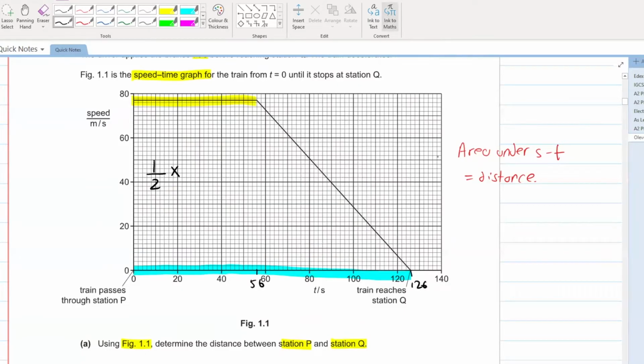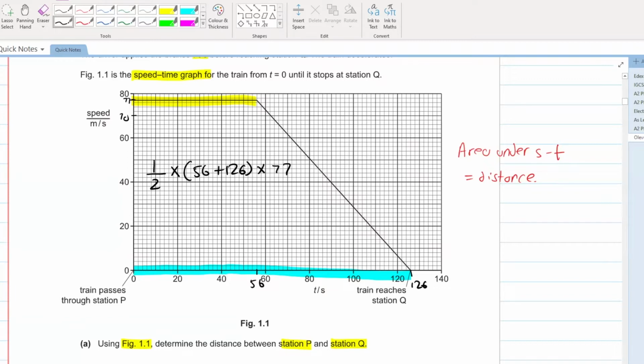So you have the parallel sides. What will you do? You will add them up, 56 plus 126. What is the height? The height is this middle value, between 60 and 80. This will be 70. This will become 77. The height is 77. Can you calculate the distance traveled by the car between station P and Q?